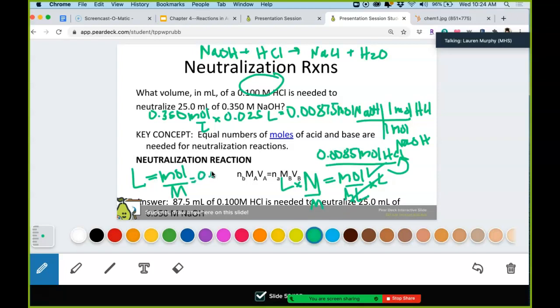So 0.0085 moles divided by 0.100 moles per liter, and you're left with 0.0875. Oops, this is a 75 liters, which is 87.5 milliliters.